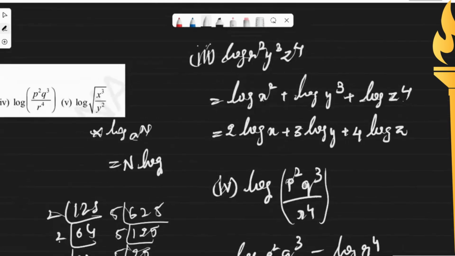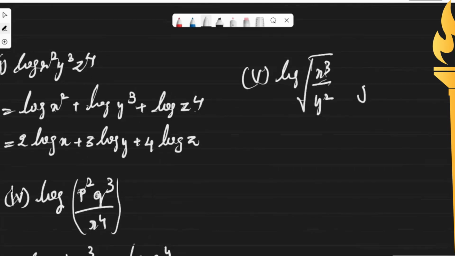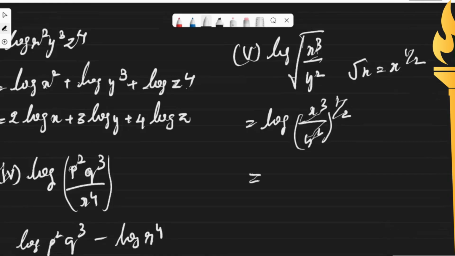Last one, we have the fifth one: log of under root x cube by y square. We know that root x is equal to x power 1 by 2. So this can be written as log of x cube by y square whole power 1 by 2. So by the first one, log a power n is n log a, this will be 1 by 2 log of x cube by y square.